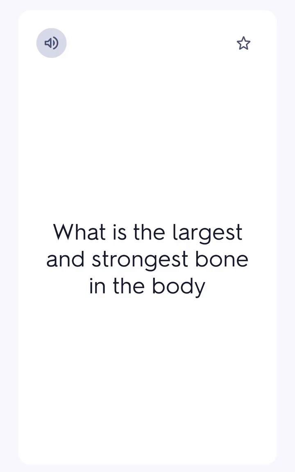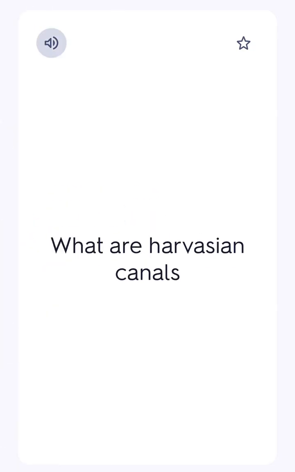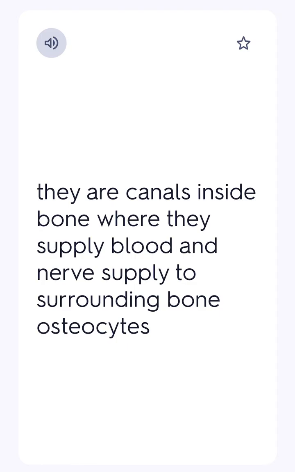What is the largest and strongest bone in the body? Femur. What are osteons? They are the formation of osteocytes that wrap around a Haversian canal. What are Haversian canals? They are canals inside bone that supply blood and nerve supply to surrounding bone osteocytes.